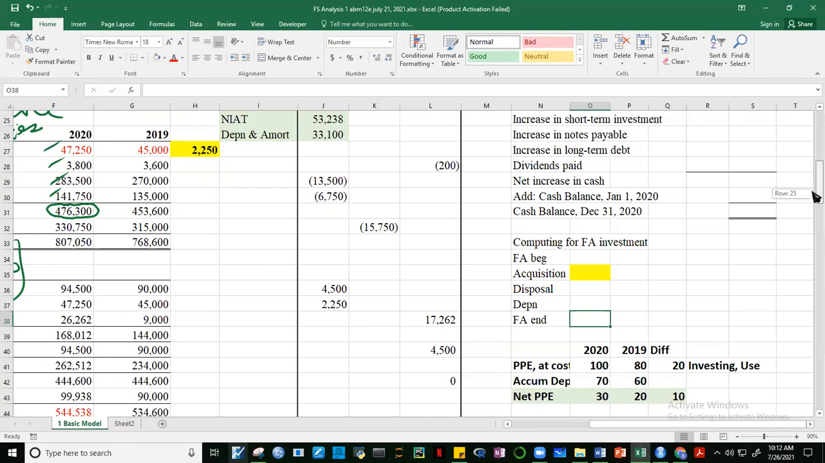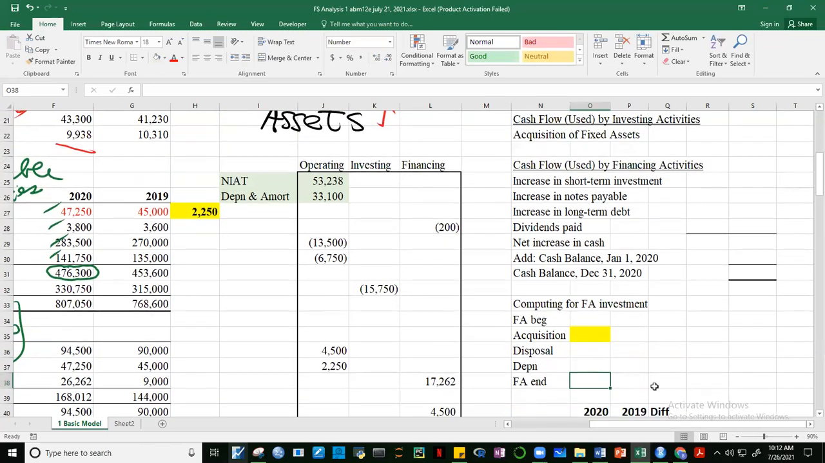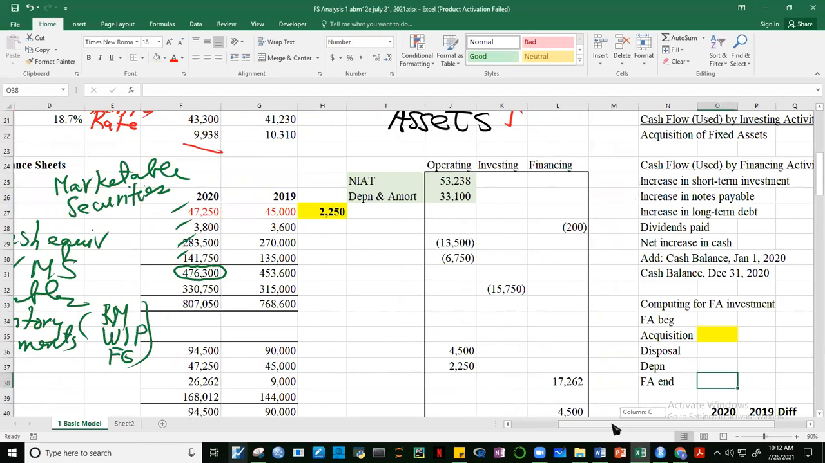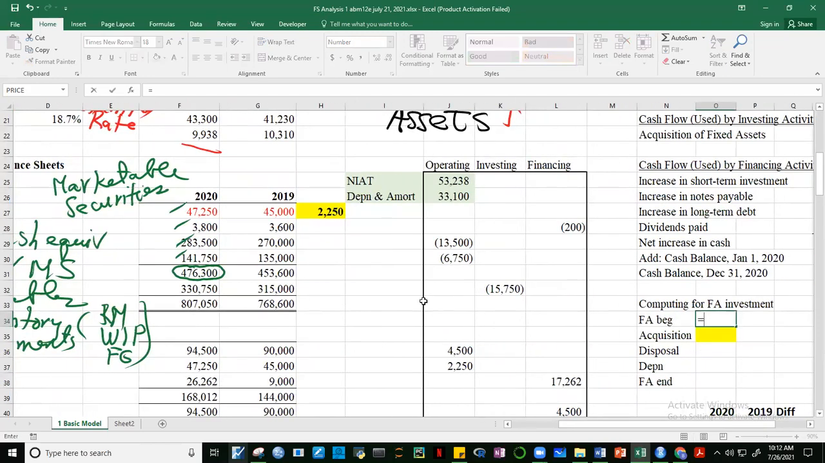Okay, how much was fixed assets beginning, guys? Class, how much was fixed assets net beginning? Ang beginning ng fixed assets natin, 315. Okay. Magkano yung acquisition? How much was acquisition, guys? Okay, hindi natin alam, no? It's not 15,750, no? Hindi 15,750 yung acquisition. So that's what we need to know.